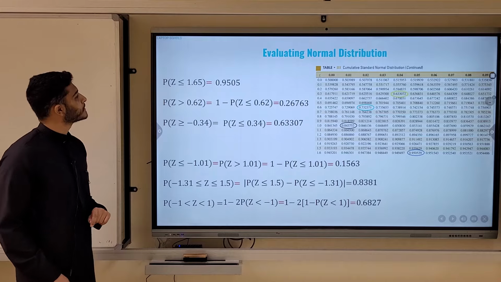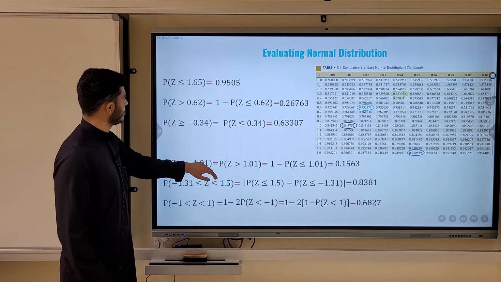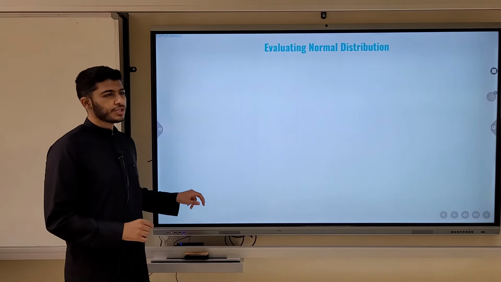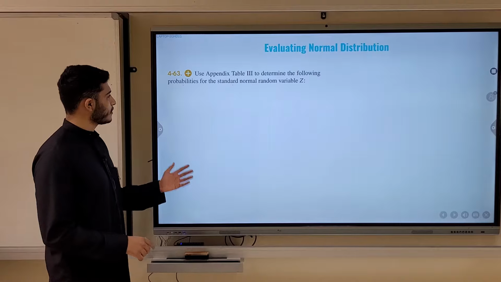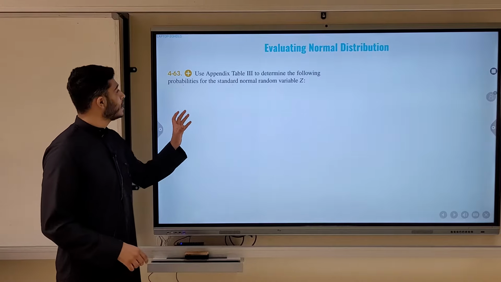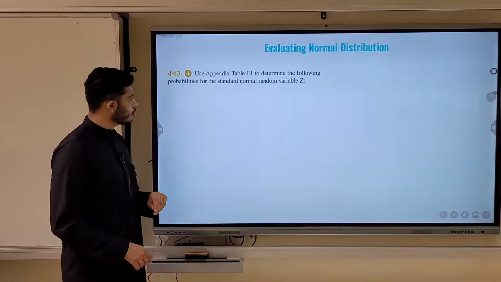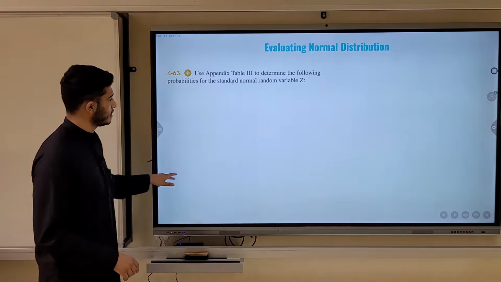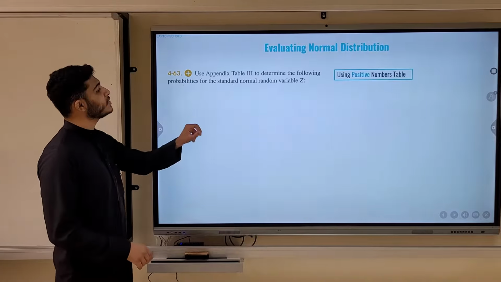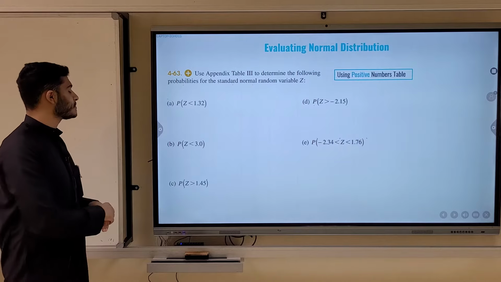Okay. So that's it for the evaluation of the normal distribution function. Now let's have a question from the book on evaluating the normal distribution. The question says, use appendix table 3, which is a table we just have seen, to determine the following probabilities for the standard normal variable z. Standard normal variable, already standardized. We're going to be using the positive numbers table, and we have all of these expressions to evaluate.